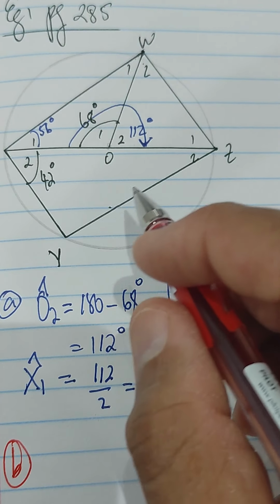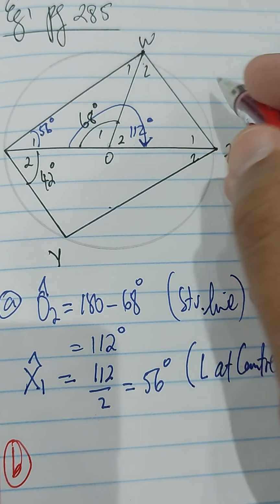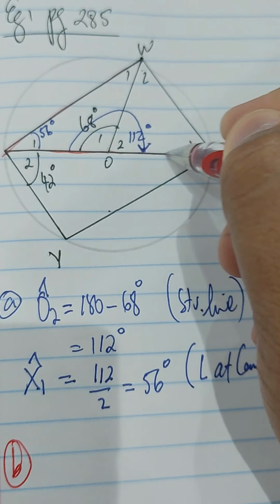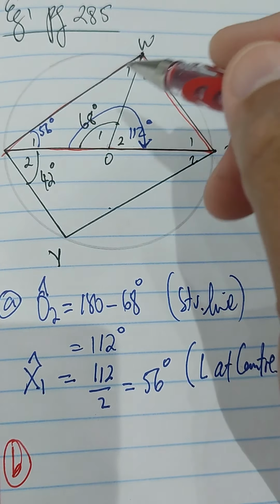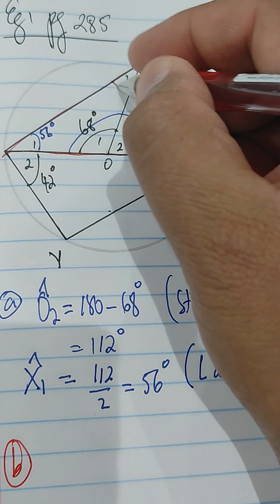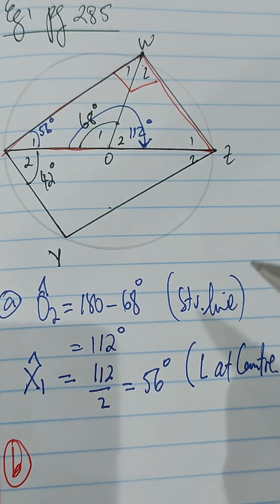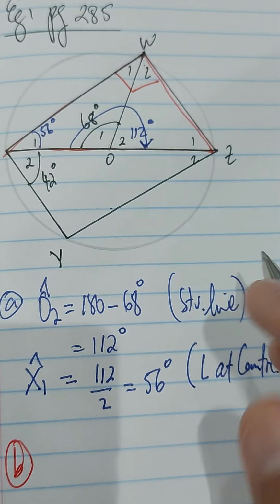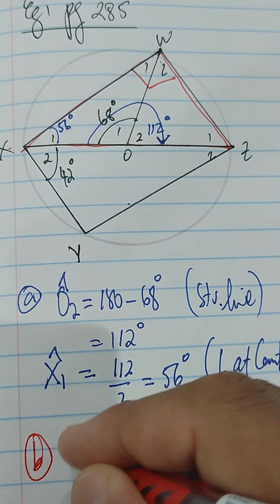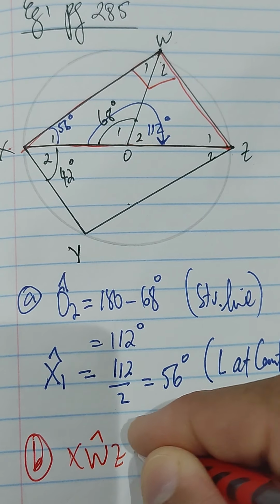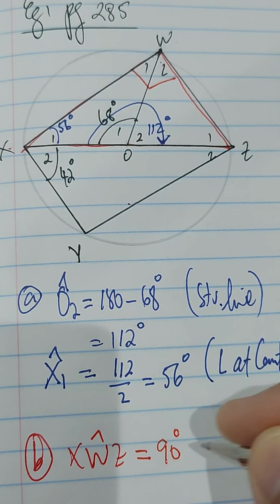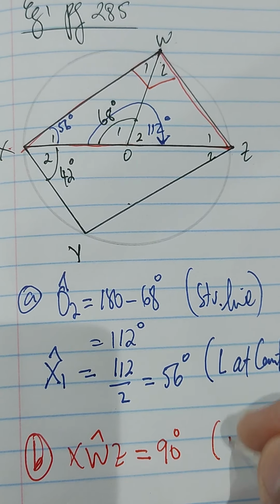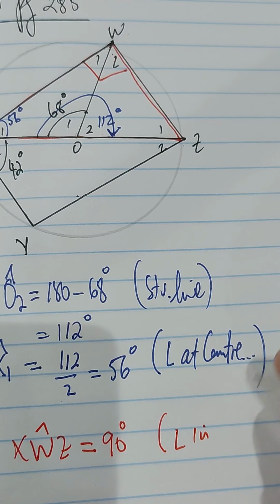So in B, they want you to work out Z1. As you can see, this is in a triangle here. Firstly we know that that angle is going to be 90 degrees. Remember, if it's not on the diagram, I need to state it. So I'm going to say that angle XWZ is equal to 90 degrees, or I can say angle W1 plus W2 is 90 degrees. Reason: angle in semicircle.